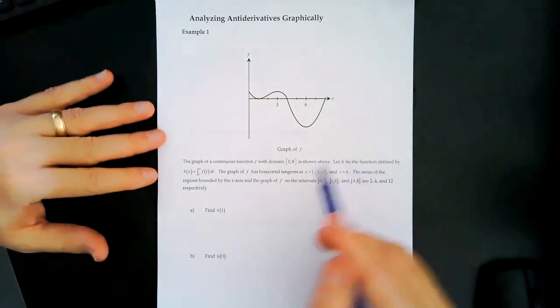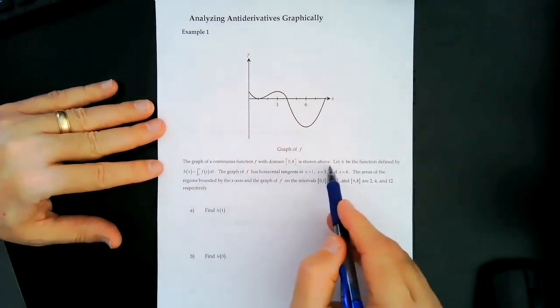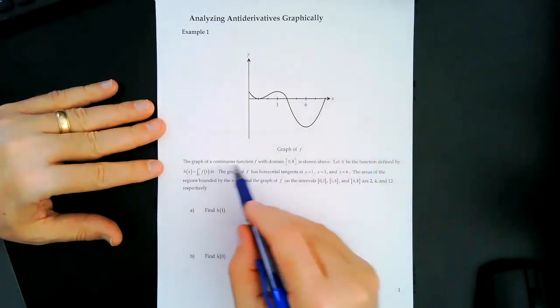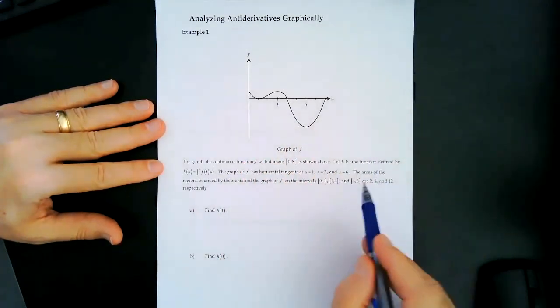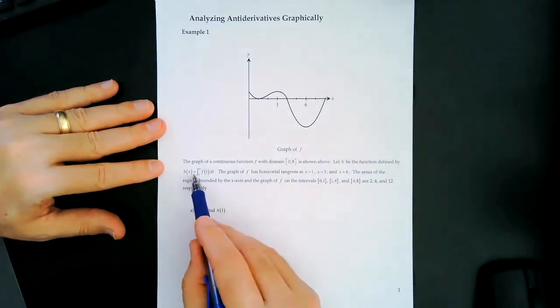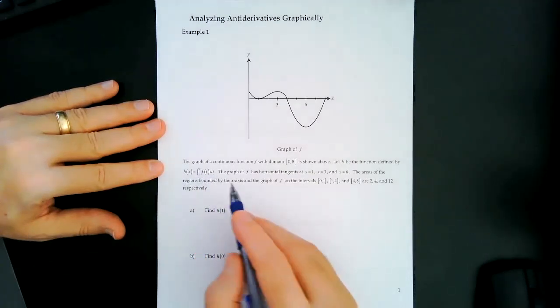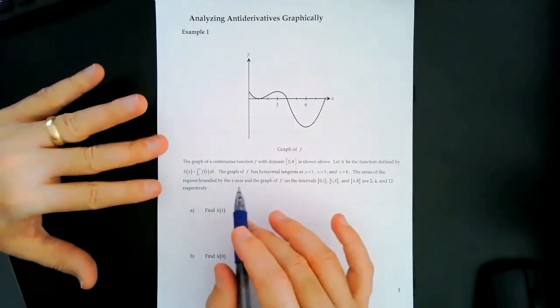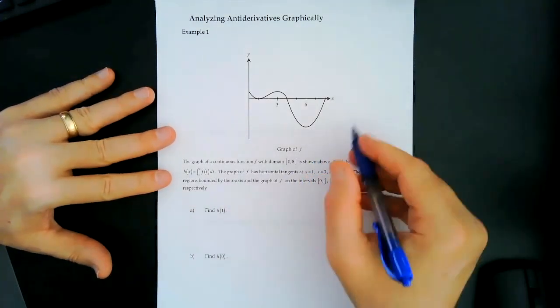The graph of a continuous function f with domain 0 to 8 is shown above. So this is f. It's continuous from 0 to 8. So that's 8 right there. Let h be the function defined by h of x is equal to the integral from 1 to x of f of t dt. All right, so h of x is the integral of this function f right here.